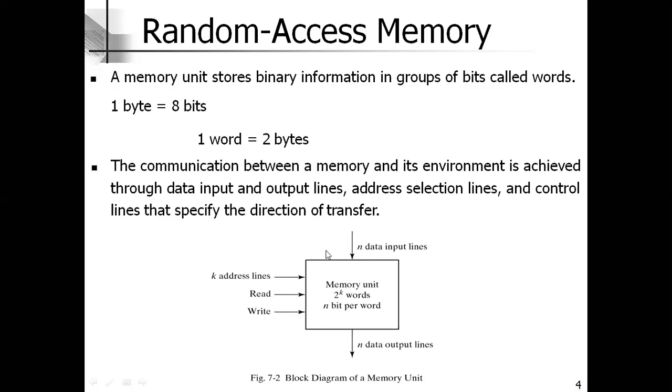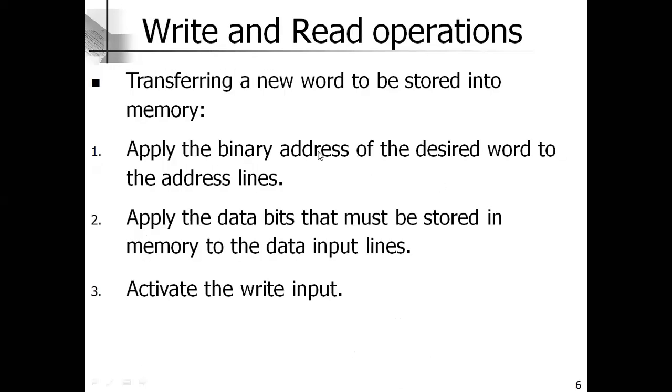That means apply the address lines, the storage location of the desired word, to the address lines and activate the read input. There is no need to give n data input lines. Here we have to read the data only, so you apply the address lines for the data and activate the read input. Those two steps are enough. We are accessing the data by using the read. So those are the steps here for write and read operations.